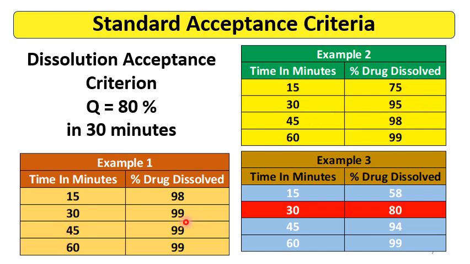Here, in 30 minutes it was 99%, and at 15 minutes it was passing. That's why 30 minutes can be given directly. But here it is 95% in 30 minutes. This is also passing the criteria. Now coming to the stage 3 example, it is showing 80% release in 30 minutes.